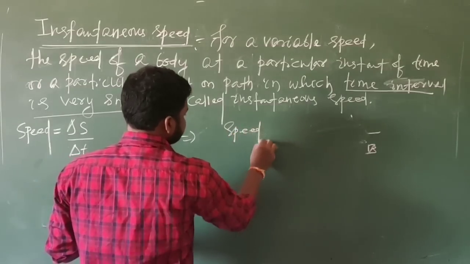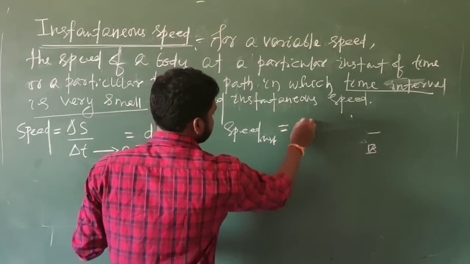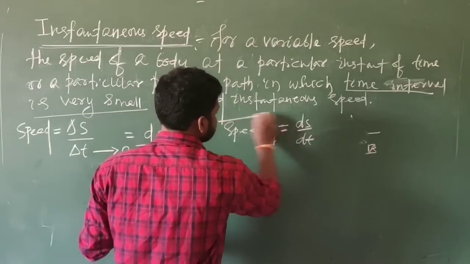That means instantaneous speed is equal to ds upon dt.